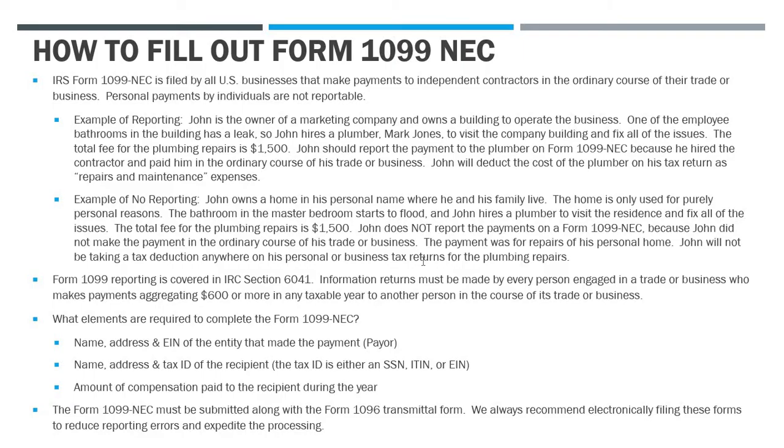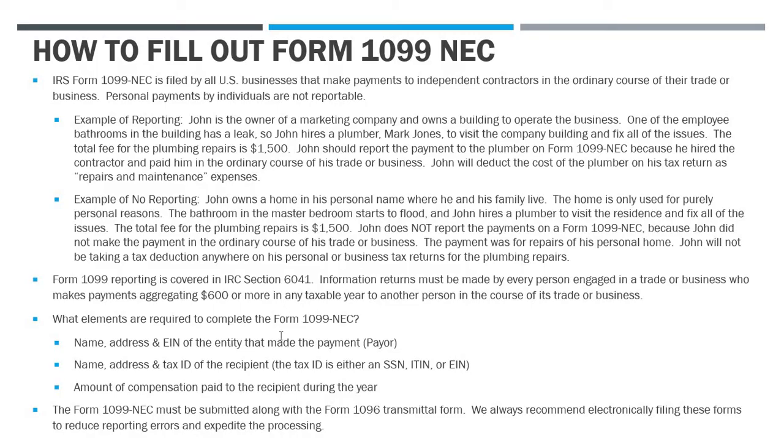Now, just to be clear, the plumber would still have to report that as income, right? So you have the plumber needing to record those wages on his tax return and pay income tax on it. That's still required. Whether he gets a 1099-NEC or not, he's still got to report it. But the issue here is John is not the one that needs to be doing any reporting.